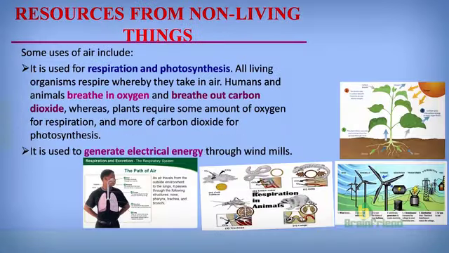Air is used for various purposes by humans. The major and one of the most important uses of air is for the purpose of respiration and for the purpose of photosynthesis. All living organisms carry out respiration. They respire. They take in air and they breathe out air. For example, humans, what gas from air do we breathe in? Oxygen. So humans breathe in oxygen. Animals as well breathe in oxygen. And what do we exhale? We exhale carbon dioxide. All of these are different gases that are present in air.